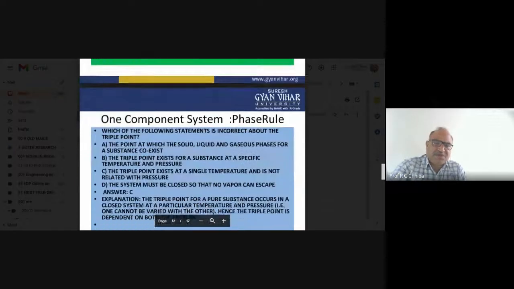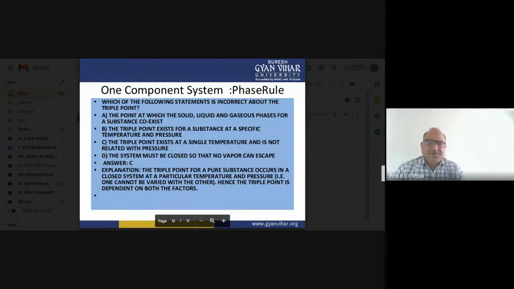Which of the following statements is incorrect about the triple point? The point at which the solid, liquid, and gaseous phases of a substance coexist. The triple point exists for a substance at a specific temperature and pressure. The incorrect statement is: the triple point exists at a single temperature and is not related to the pressure. So this is the explanation.